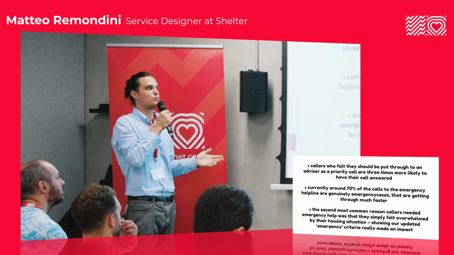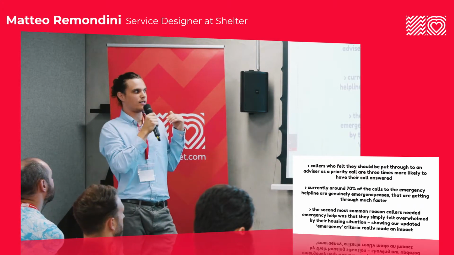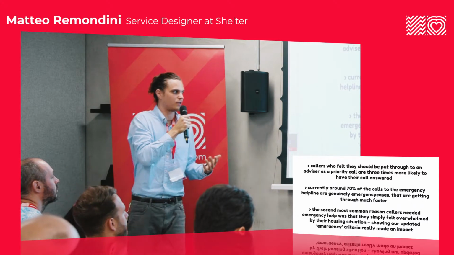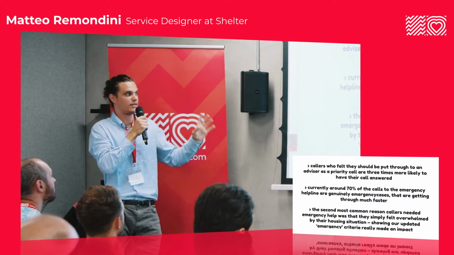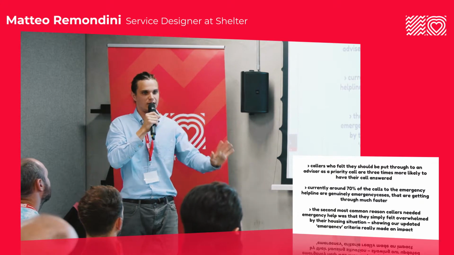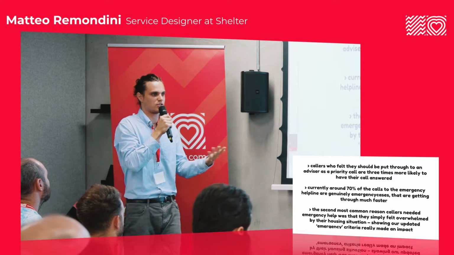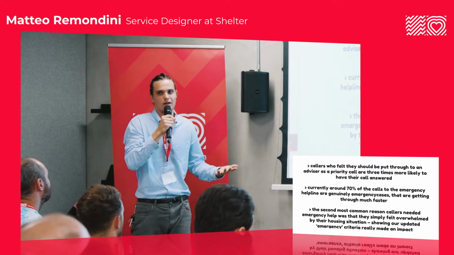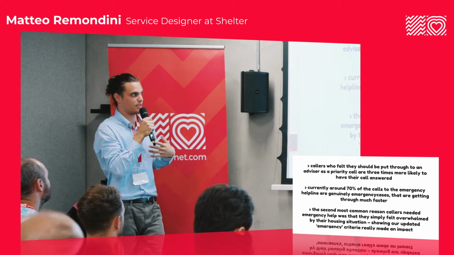Also, the second most common reason callers needed emergency help was what we've seen earlier, that they simply felt overwhelmed by their housing situation, showing that our updated emergency criteria really made an impact. And by the way, that metric, we were asking our own advisors to classify whether a call was an emergency or not. So we left that open. They are the front line, they are the ones that know better, and they can help us take a decision.